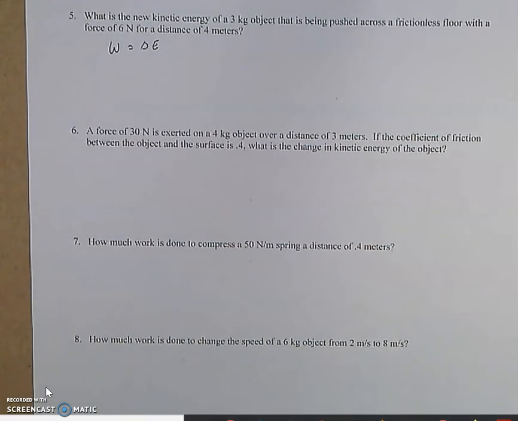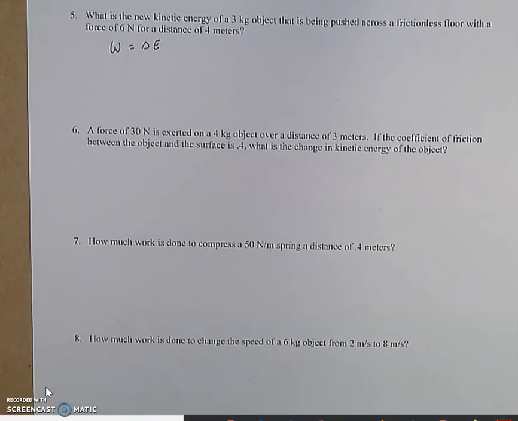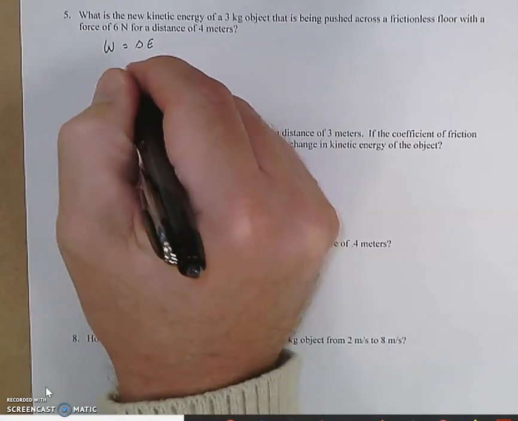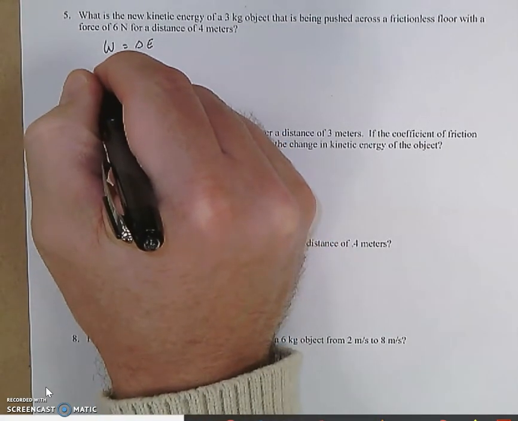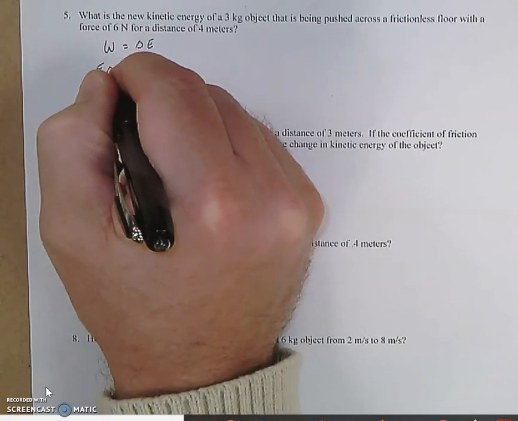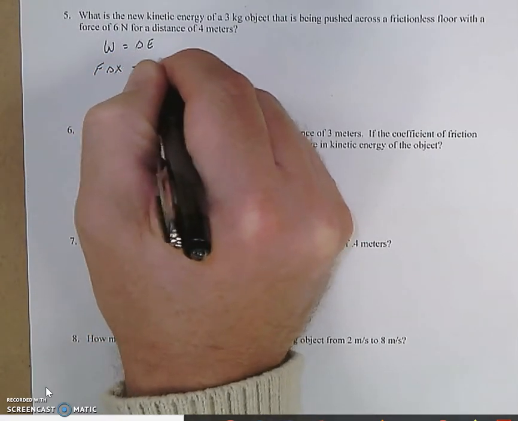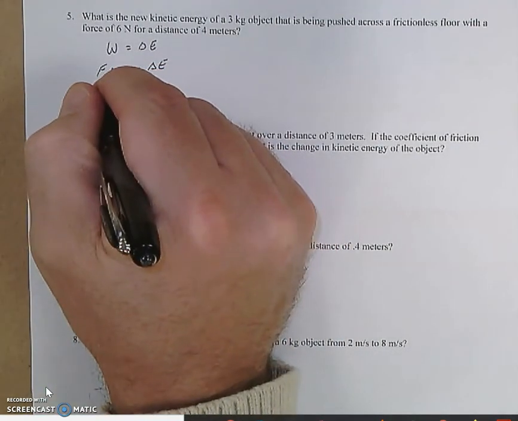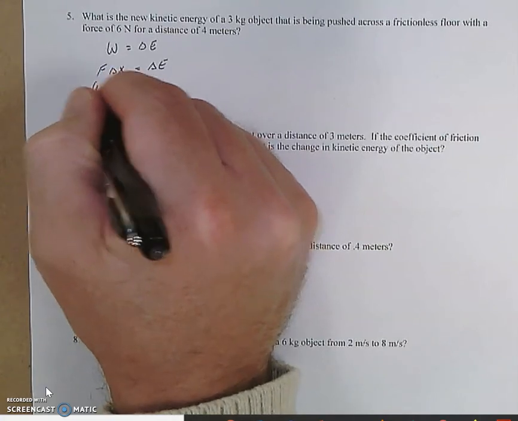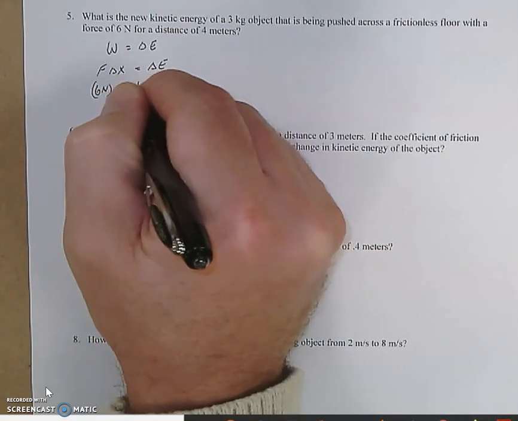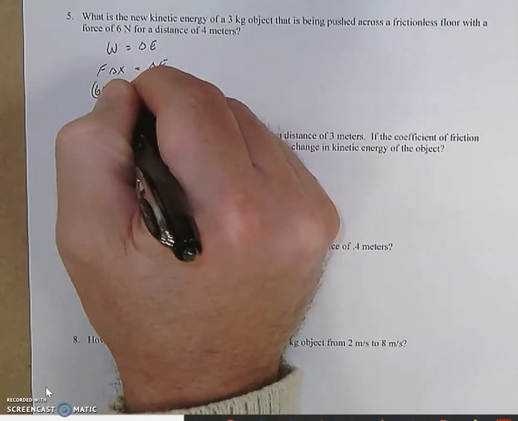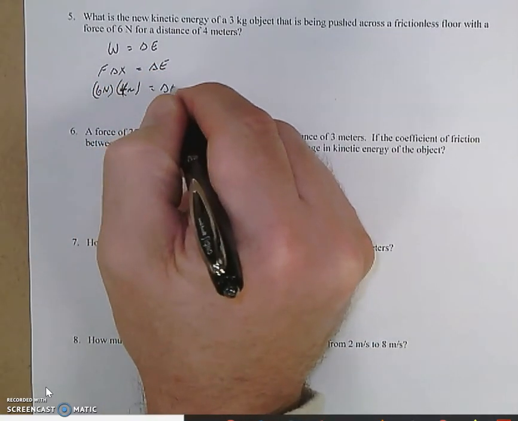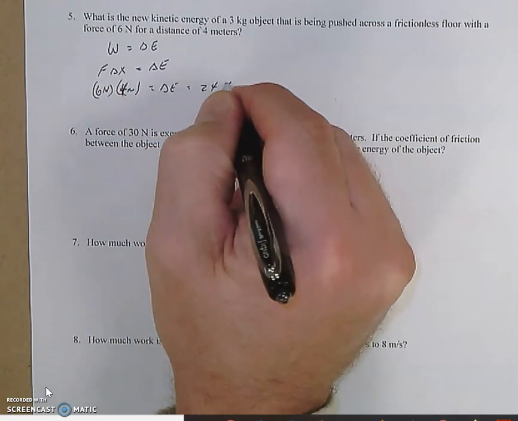So if we assume this thing started from rest, which as I read it is a little ambiguous, then the change in energy can be calculated by taking the force that's being exerted times delta x, which is equal to my change in energy. That's simply 6 newtons times 4 meters. Oops, sorry, 4 meters equals my change in energy, which is 24 joules.